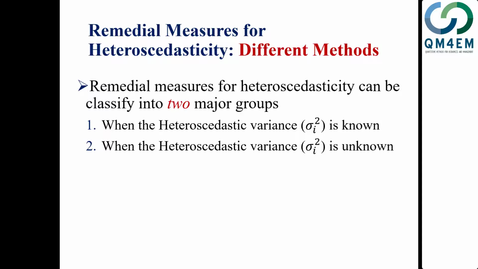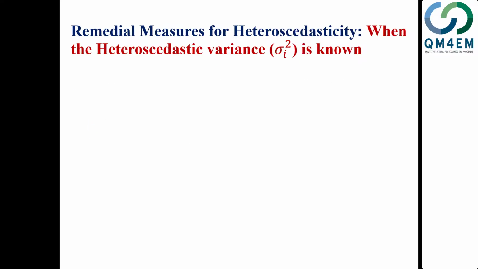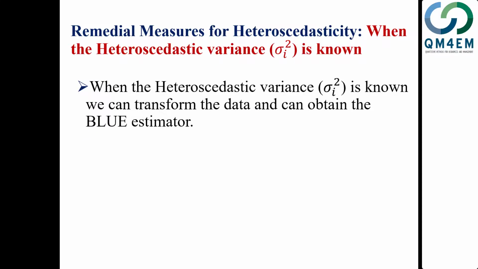So let me explain it one by one, starting with the case when we have the heteroscedastic variance known. When the heteroscedastic variance is known, all we have to do is transform the data in such a way that we can obtain the BLUE estimator, and hence our problem is solved. Our coefficients which we estimated were already linear and unbiased, and all we needed to do was ensure that we get the minimum variance. So if we somehow transform our data in a way that ensures the minimum variance, our problem is solved.